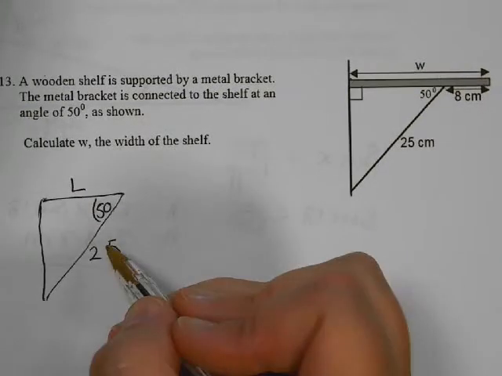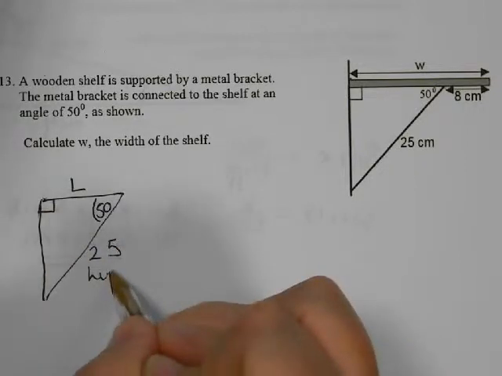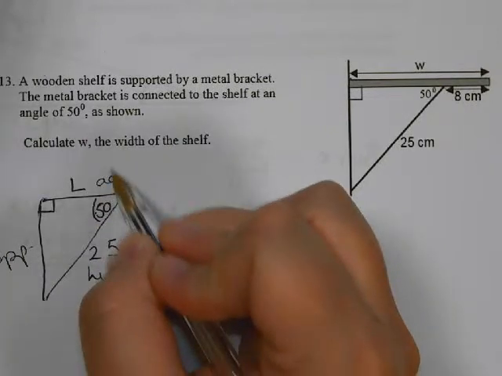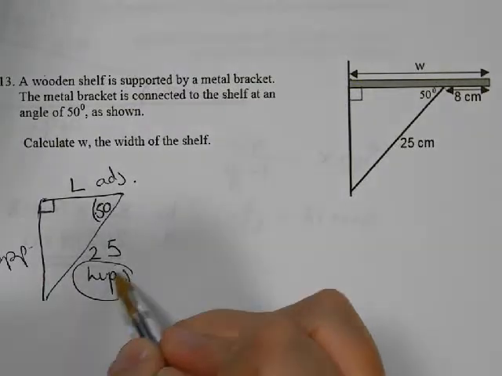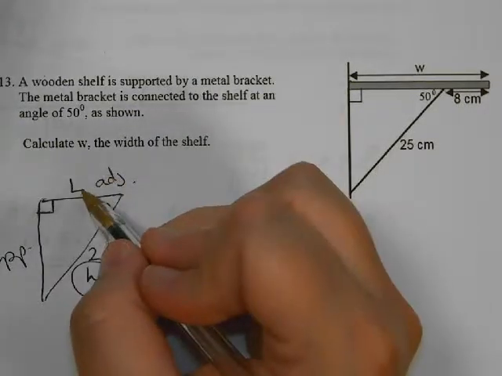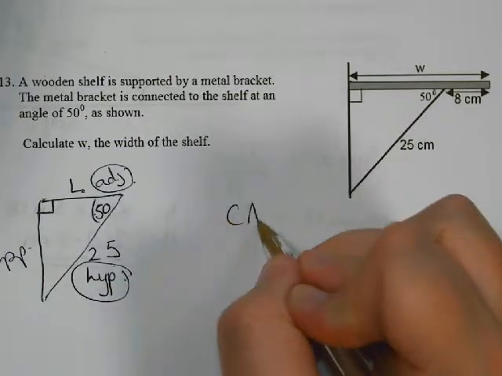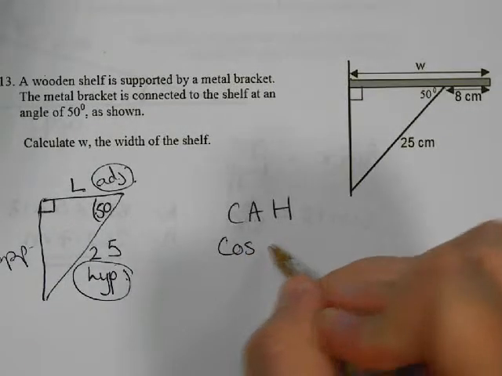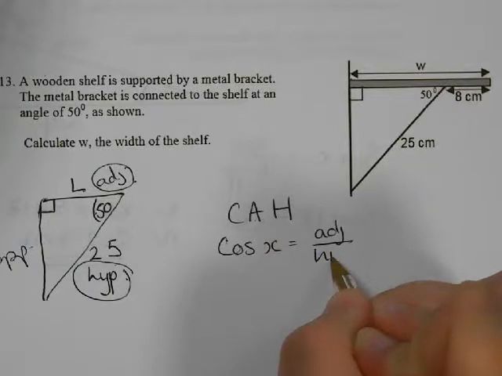So label the side of the triangle. This is the right angle in here. So this side over here is the hypotenuse. This is the angle, so this is the opposite, and this is the adjacent. So in this one we know the hypotenuse, so we want to use hypotenuse. And we want to know this side, which is the adjacent. Now adjacent and hypotenuse is CAH. Cos is adjacent over hypotenuse. So cos of the angle is the adjacent side over the hypotenuse.